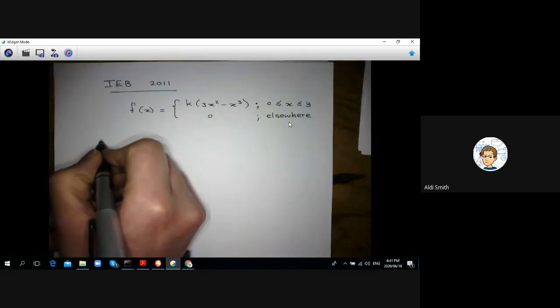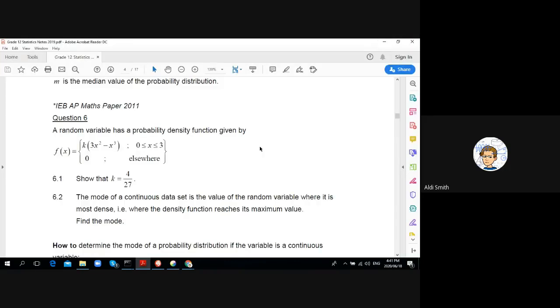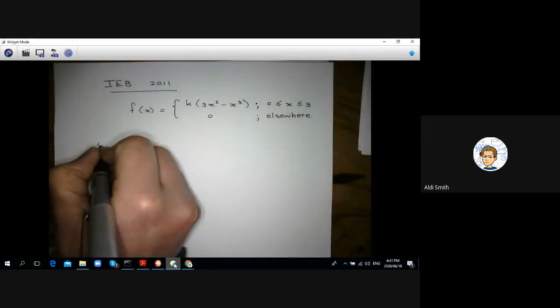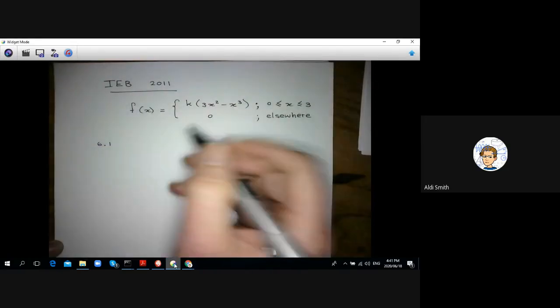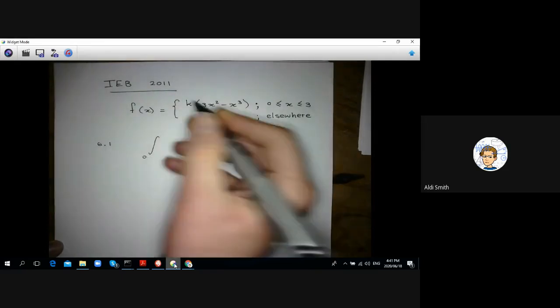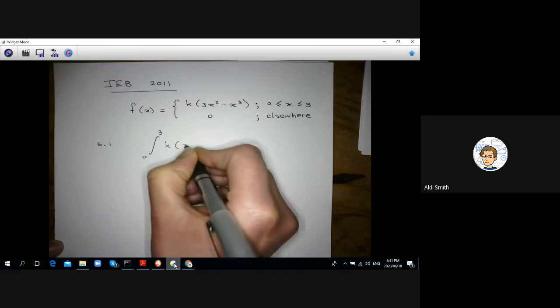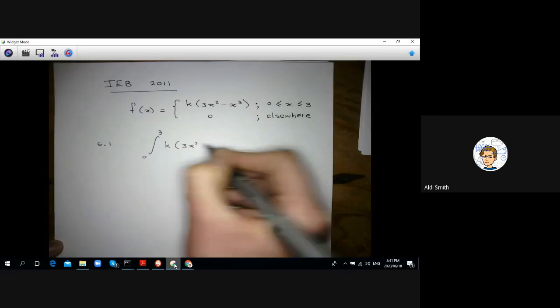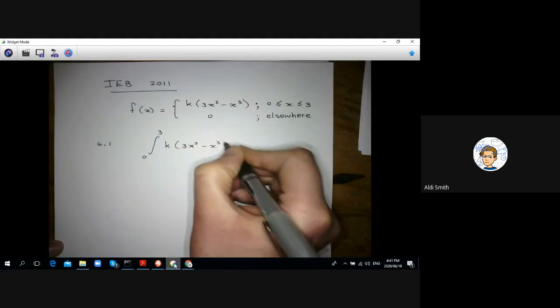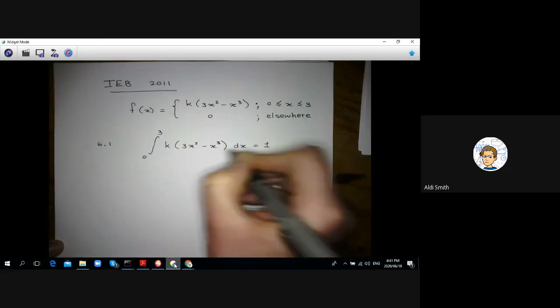So the first question that I've got here, let me just see what the numbering is of this question, it's 6.1. Right, so 6.1. I can then set it up saying the integral, or the area underneath the curve, from 0 to 3 of that must be equal to 1. So you have to set it up like that.